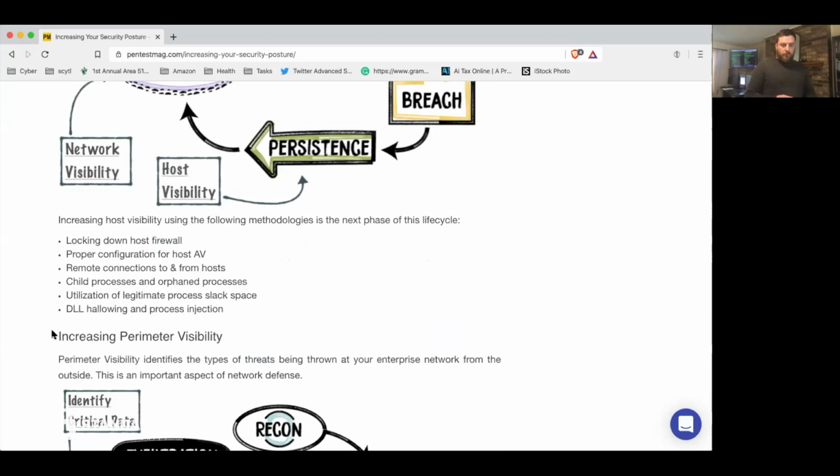So again, going through what some of those might look like: locking down the host firewall, ensuring that it can't be changed, proper configuration of a host antivirus, and remote connections to and from a host while you have SMB activity across your workstations. It's not necessary. Child processes and orphan processes are a more advanced conversation, but ensuring that your antivirus handles that is pretty important. Utilization of legitimate process slack space. So process injection is a pretty important aspect of that, and DLL hollowing and process injection as well. Whether or not you have some type of covert store for storing a lot of your elements.